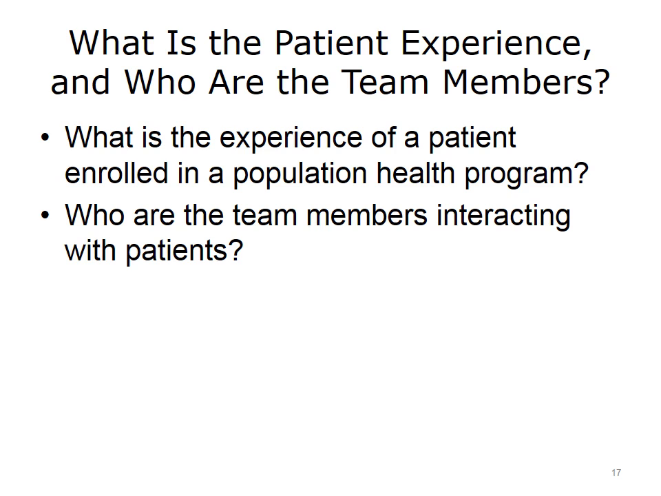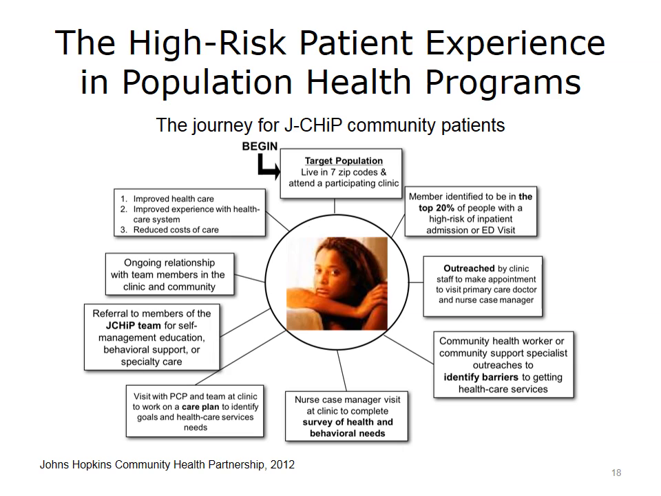We like to look at the experience of the patient who has enrolled in a population health program. And we also like to know who the team members are who are interacting with patients. Let's examine the high-risk patient experience in a population health program called the Johns Hopkins Community Health Partnership, or J-CHIP. In Lecture A, we looked at target populations within the 7 zip codes around East Baltimore, around Johns Hopkins Hospital, and we looked at whether or not members attended one of their participating clinics.